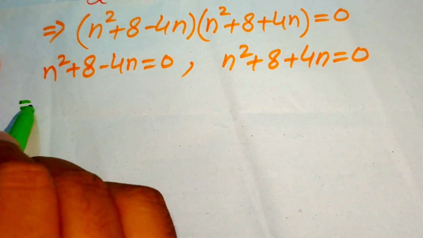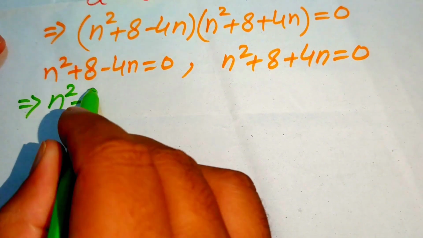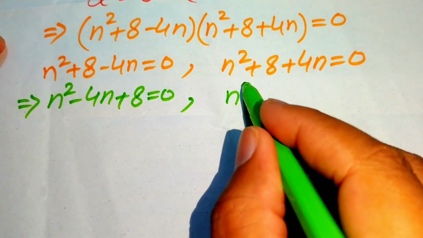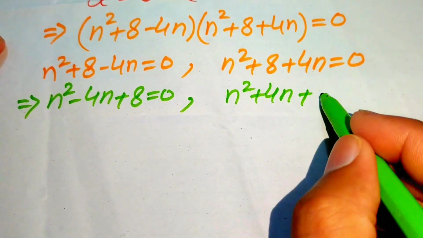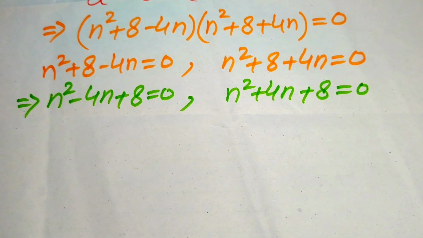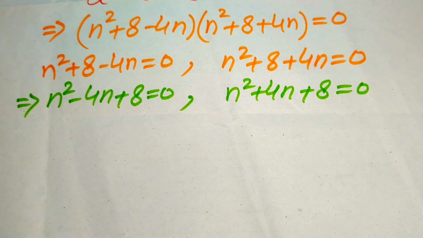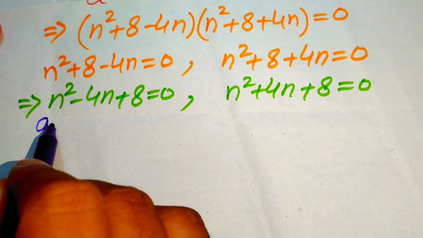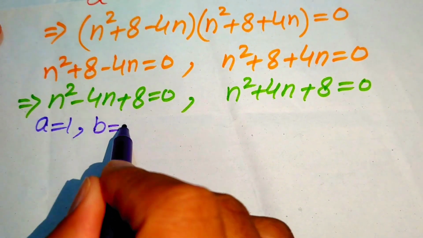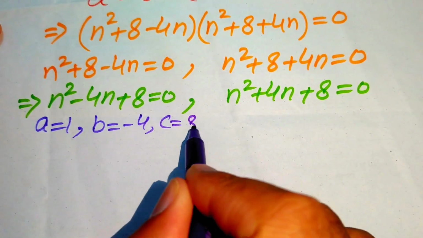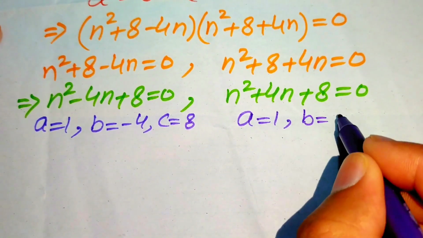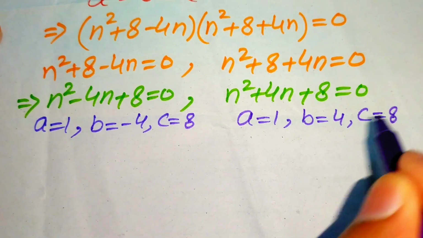Here we first rewrite this equation as n square minus 4n plus 8 equals 0, and now we rewrite this equation as n square plus 4n plus 8 equals 0. So here, in order to find the value of n, we need the quadratic formula. First we write the coefficients of both equations. The coefficients of the first equation are a equals 1, b equals minus 4, and c equals 8. Similarly, in this case we have a equals 1, b equals 4, and c equals 8.